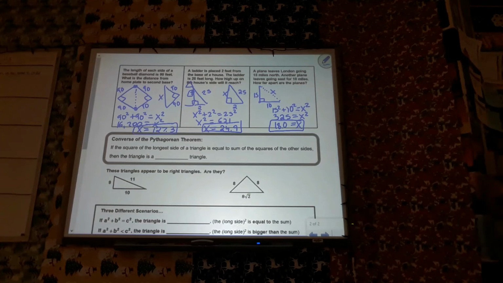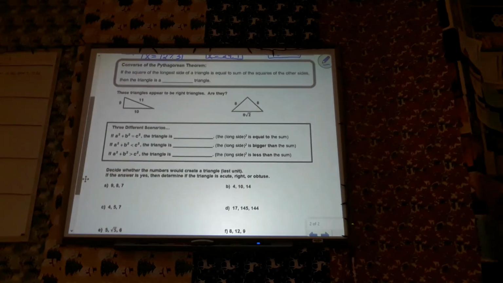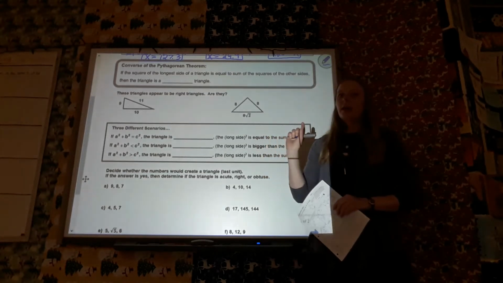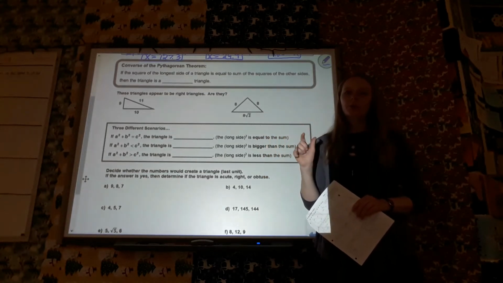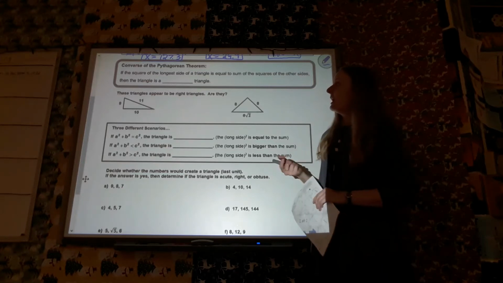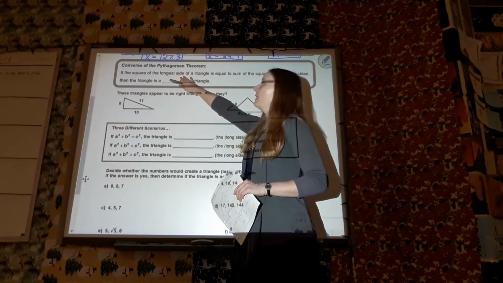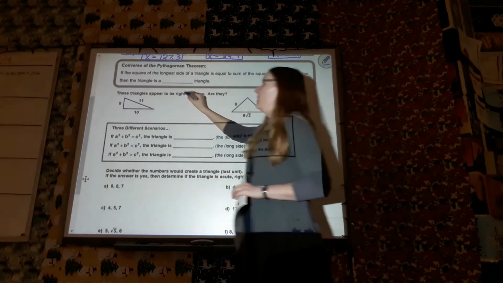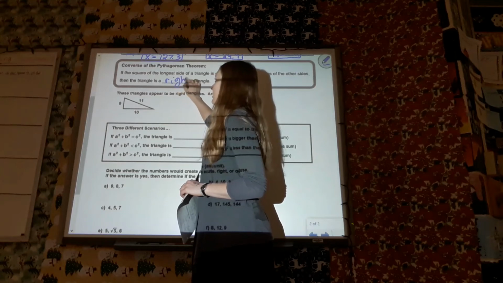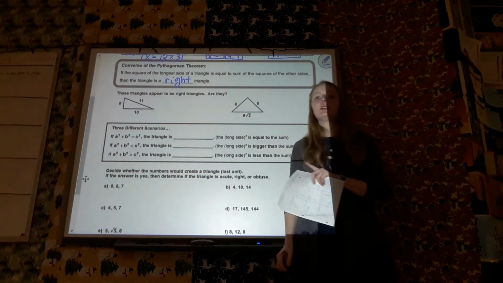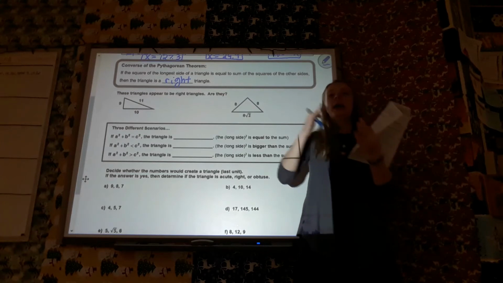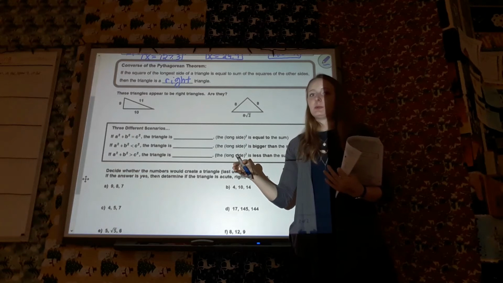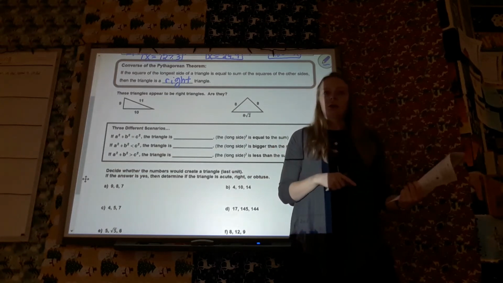Alright. Last thing we're going to talk about a little bit more quickly is the converse of the Pythagorean theorem. What's really cool about this is you can switch the Pythagorean theorem around, the converse, which if you remember, is switching the hypothesis and conclusion. If I start with the square of the longest side of a triangle being equal to the sum of the squares of the other two sides, then I can say that the triangle is a right triangle. Pythagorean theorem starts with it being a right triangle first, and then you get a squared plus b squared equals c squared. If you go the other way around, if you have a squared plus b squared equals c squared, then you can say the triangle is a right triangle.